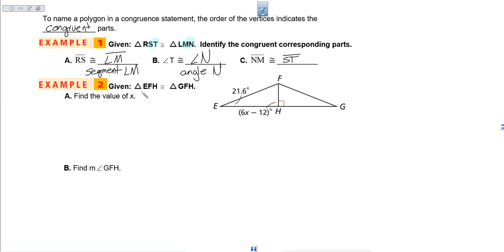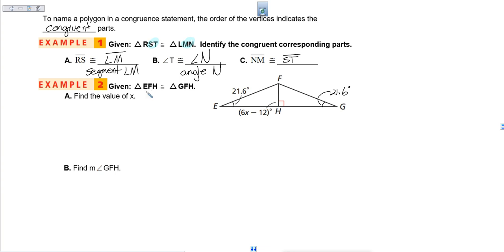Our next example, we have that triangle EFH is congruent to triangle GFH. This means that angle E and angle G are congruent, so I'm going to go ahead and mark that. We already know that angle E is 21.6, so that means I can put it over here for angle G as well.